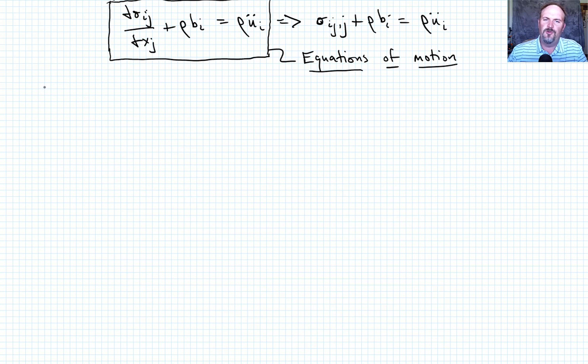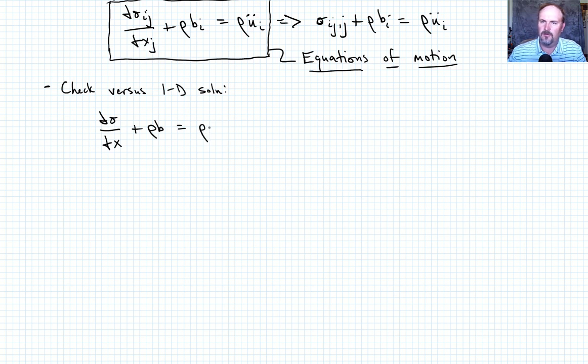One of the things we should always do when we finish developing an equation like this is check to make sure it makes sense to us. So maybe a good example could be to compare this with the equations of motion from our 1D solution. So let's check versus the 1D solution. If I only have one dimension, then xj just becomes x, and sigma ij just is sigma, so the partial of sigma with respect to x plus rho b is equal to rho u double dot.